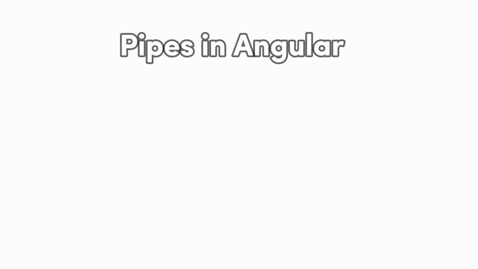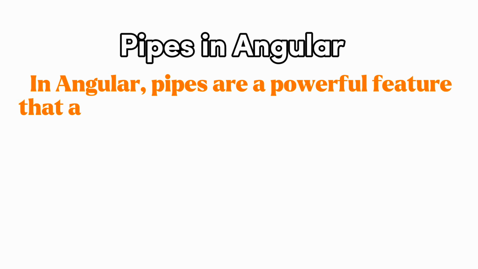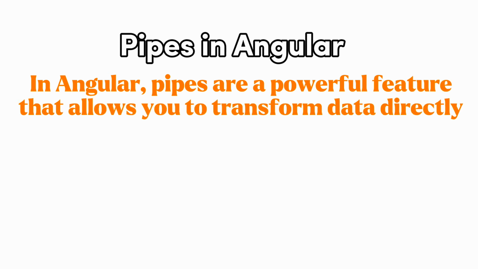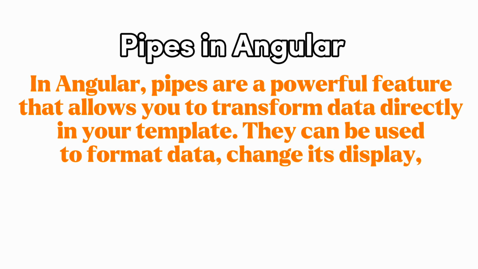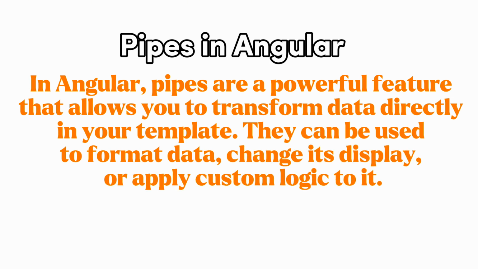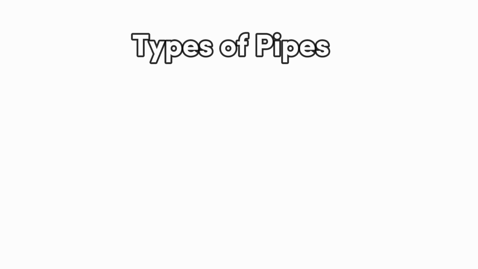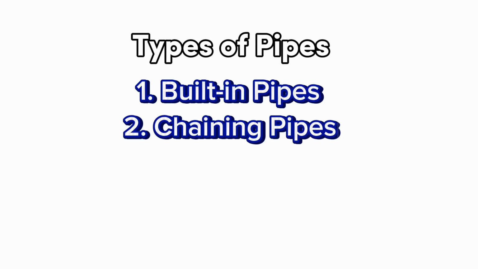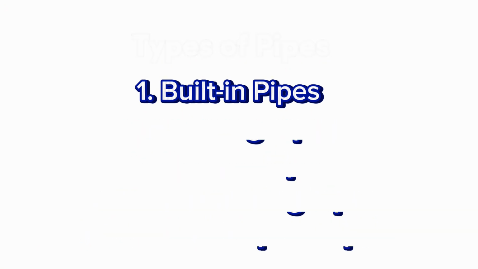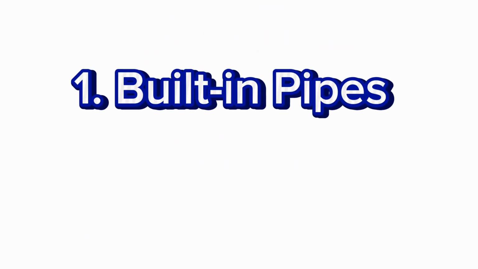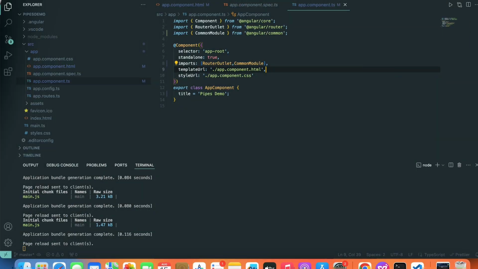First of all, let me explain again that in Angular, pipes are a powerful feature that allows you to transform data directly in your template. They can be used to format data, change its display, or apply custom logic to it. There are a number of types of pipes, like built-in pipes, chaining pipes, custom pipes, parameterizing pipes, and pure and impure pipes. But in today's video I will first explain what built-in pipes are. So let's jump in and see a practical example.